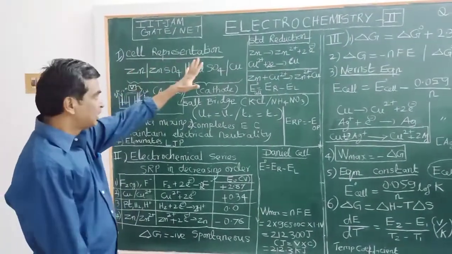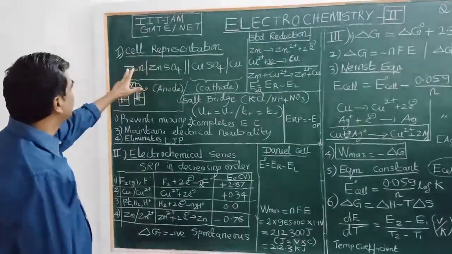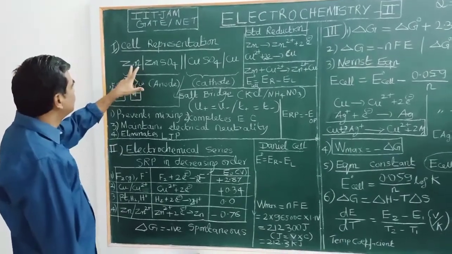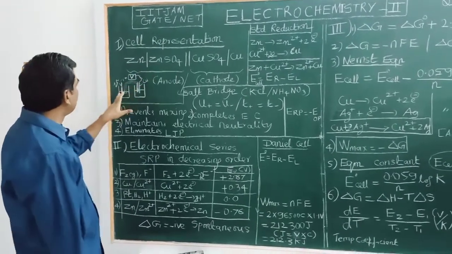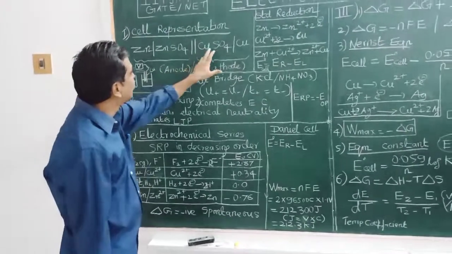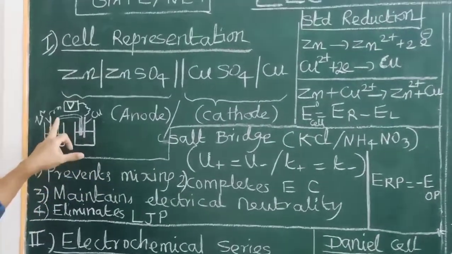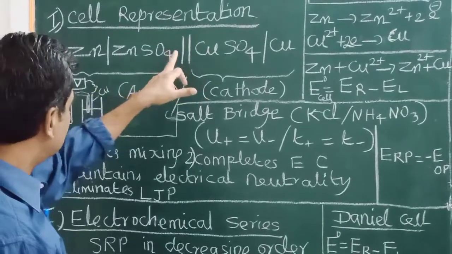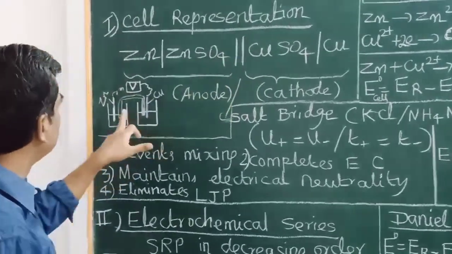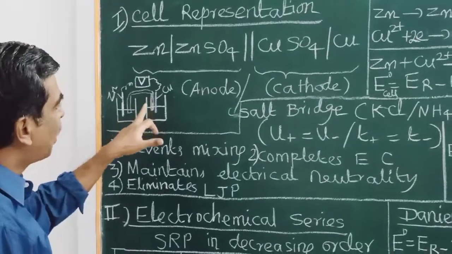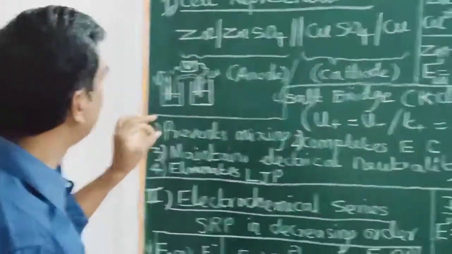The cell representation, which you have studied earlier: the zinc electrode is immersed in zinc sulfate, and the copper electrode is immersed in copper sulfate, and the double slash indicates the salt bridge. What is the role of the salt bridge? The salt bridge is very important.